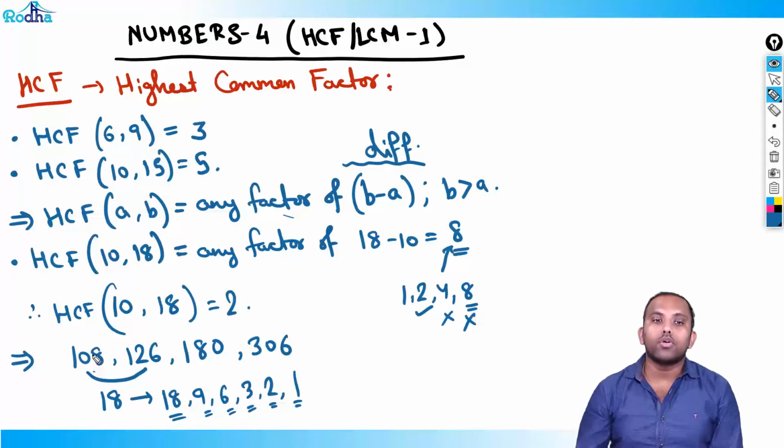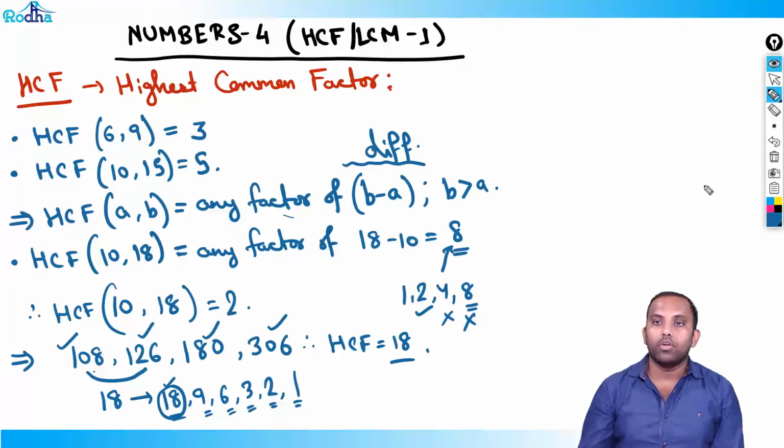Since it is the highest common factor, we start checking from the highest number. So 18, right? Will 18 divide 108? Yes, it is 6 times. Will 18 divide 126? Yes, it is 7 times. Will 18 divide 120? Yes, 10 times. Will 18 divide 306? Yes, 17 times. So 18 divides all the numbers. Therefore, HCF is 18. So easy, right?